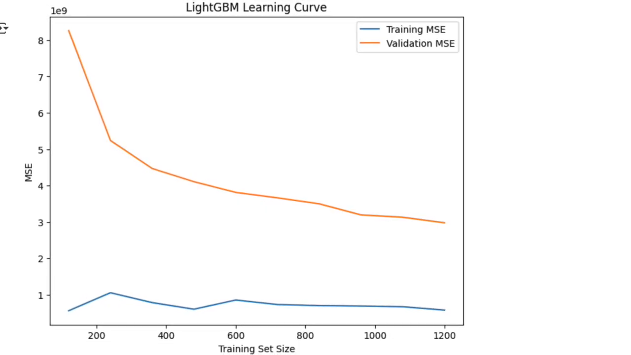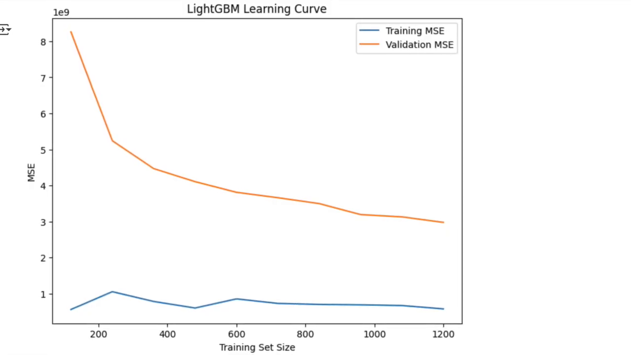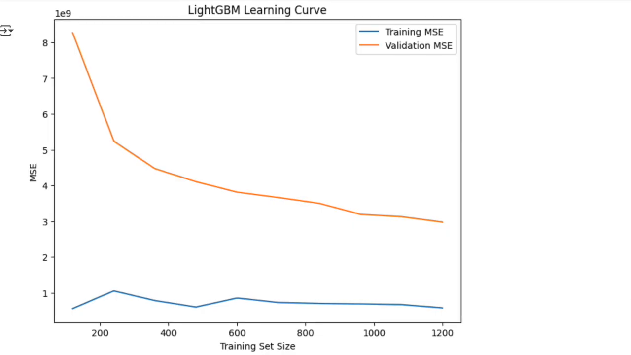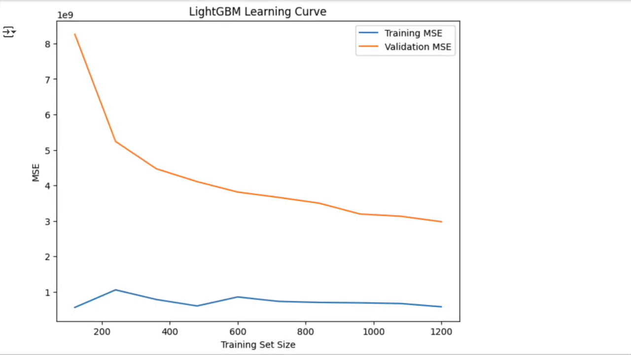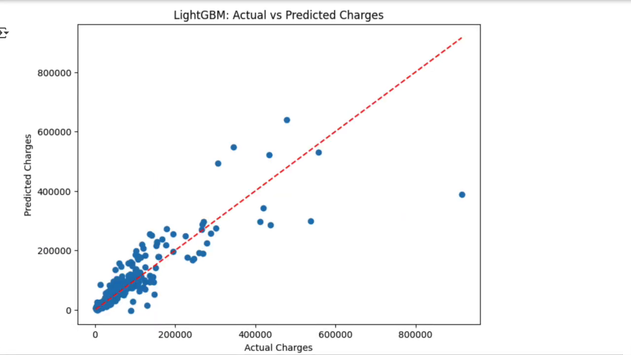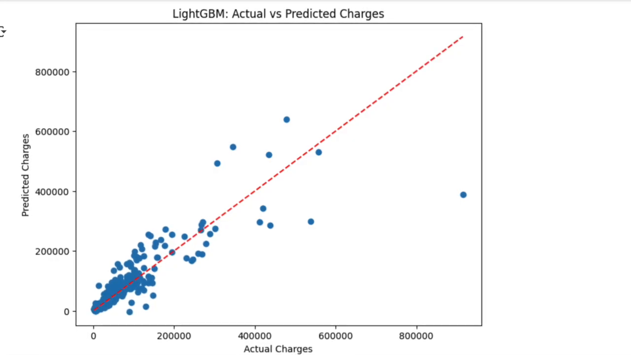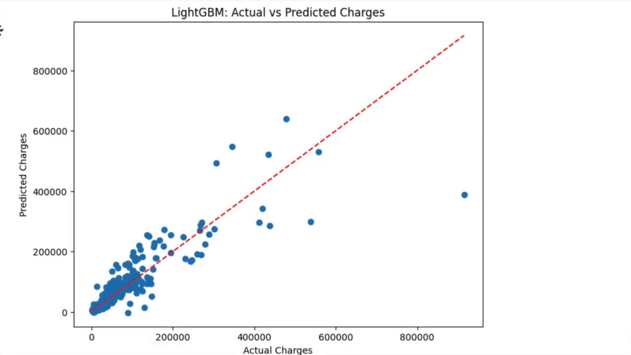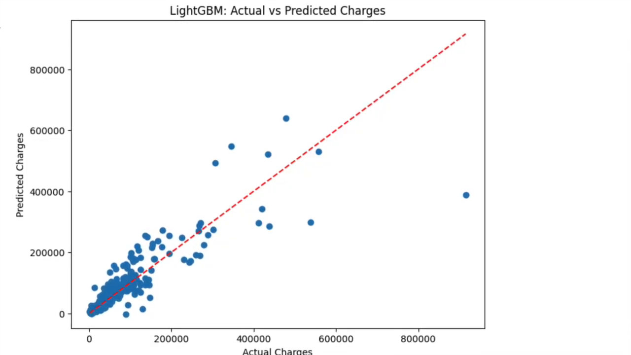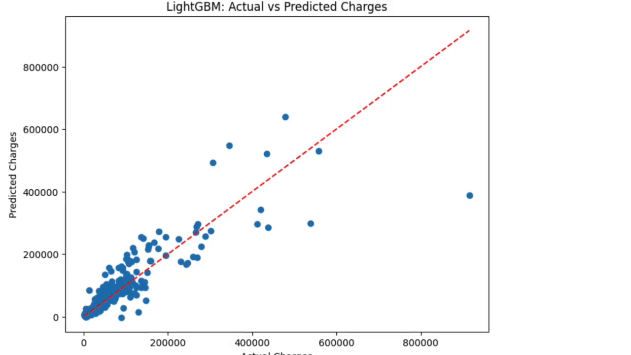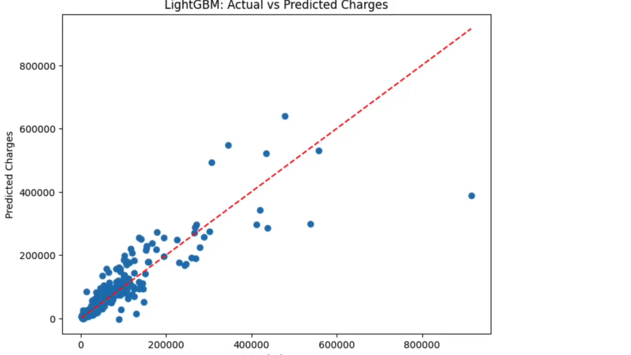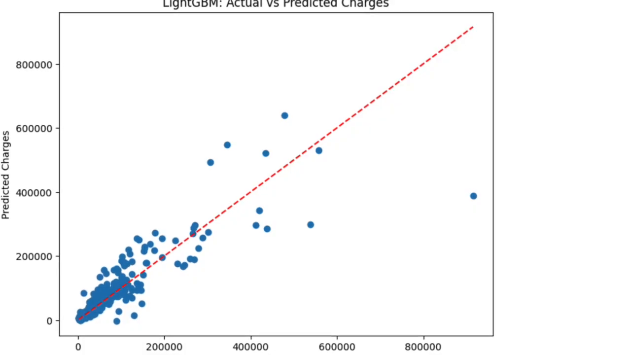The second analysis we perform is a comparison of actual charges versus predicted charges. In this plot, each point represents a patient's actual charges and the charges predicted by the LightGBM model. The closer the points are to the red dashed line, the better the model's predictions. In this case, most of the points lie close to the diagonal line, which indicates that the LightGBM model has done a good job predicting the charges. This is a promising result and demonstrates the model's effectiveness in forecasting hospital costs.